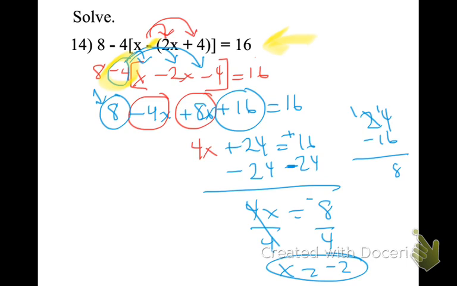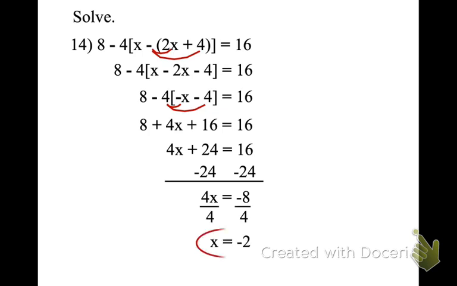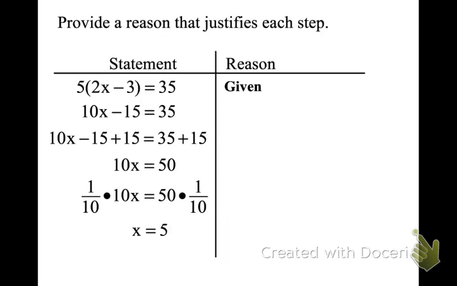So now we're going to put the two x terms together, negative 4x and positive 8x. That makes 4x, and positive 8 and positive 16 make 24. We subtract 24 from both sides. I'm left with 4x equals negative 8 over 4. And x is equal to negative 2. Okay, sorry, my stylus ran out of power. And sorry about that.